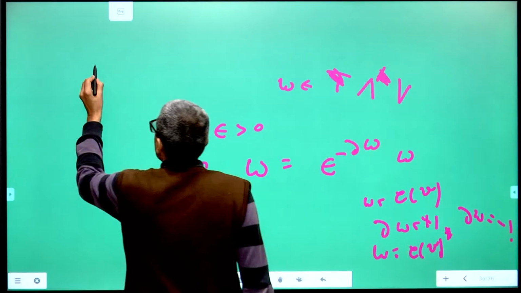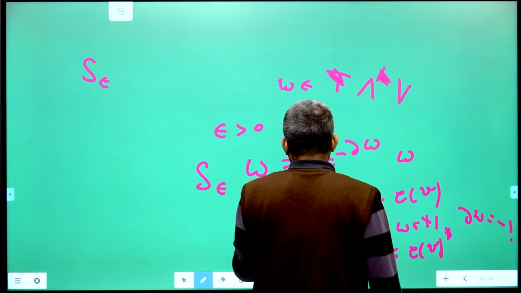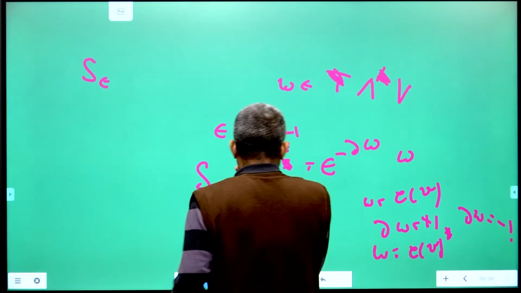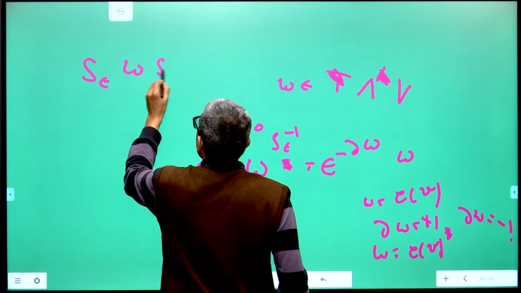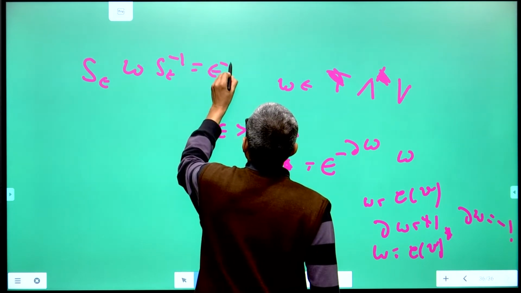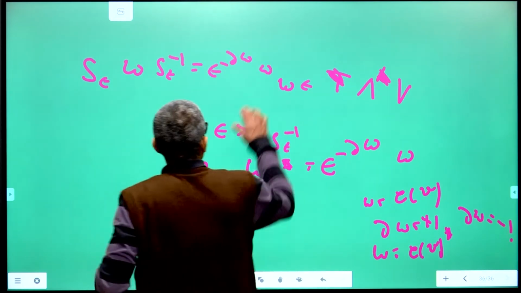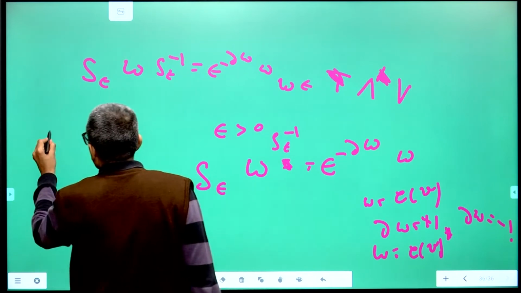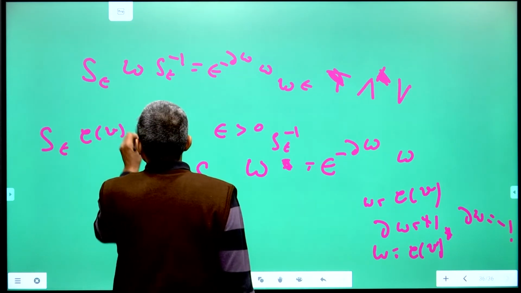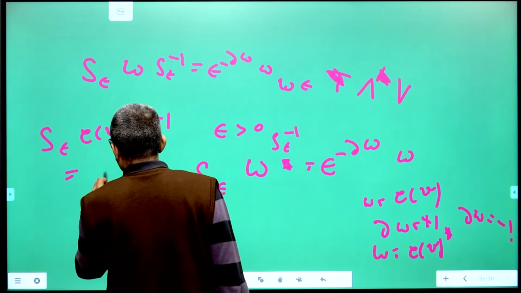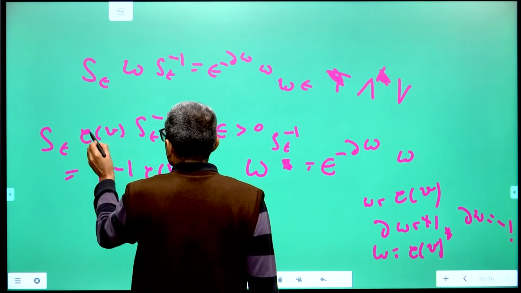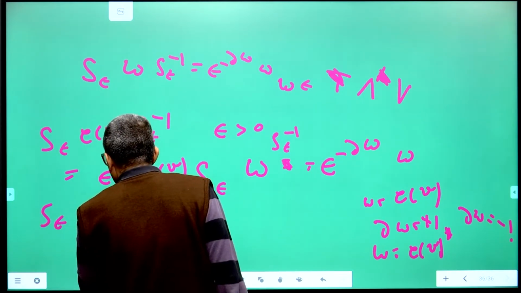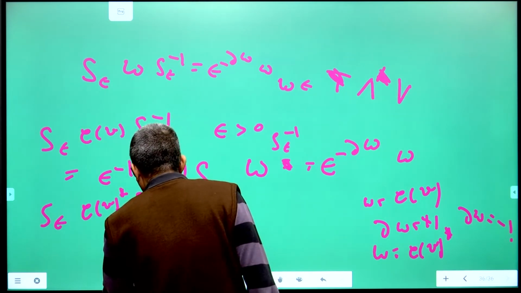So what he did was, he defined S epsilon acting on omega, actually you should put an epsilon inverse, okay. So you are defining it as an operator on the space. So S epsilon omega S epsilon inverse is nothing but epsilon power minus dou omega omega for any form or any operator acting on the Fermion-Fock space. So if you look at S epsilon acting on EV, S epsilon inverse, what is this equal to? This is equal to epsilon power minus 1 EV, because EV has degree 1. Likewise, S epsilon acting on EV star S epsilon inverse, this will be epsilon times EV star.